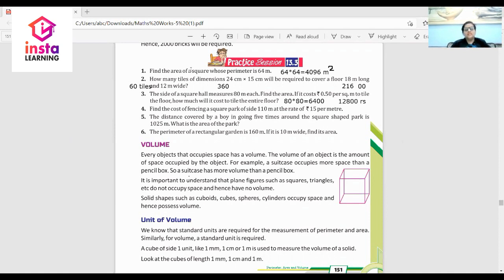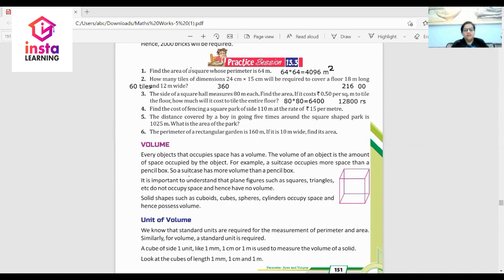Second point is, how many tiles of dimensions 24 centimeter into 15 centimeter will be required to cover a floor 18 meter long and 12 meter wide? So it is also rectangular and tile is also of rectangular shape. Its dimension is 360 and that dimension is 21,600 centimeter. When you divide it, you will get the answer 60 tiles.